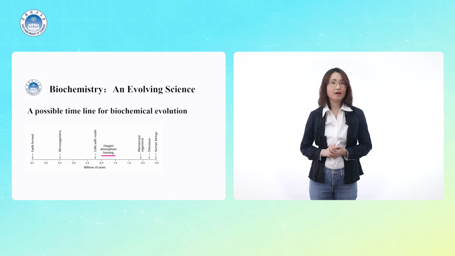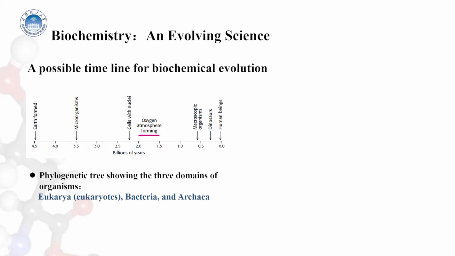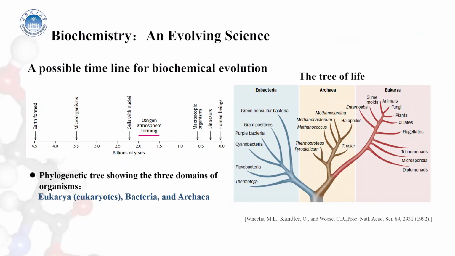Note that life on Earth began approximately 3.5 billion years ago, whereas human beings emerged quite recently. On the basis of their biological or biochemical characteristics, the diverse organisms of the modern world can be divided into three fundamental groups called domains, including eukaryotes, bacteria, and archaea.